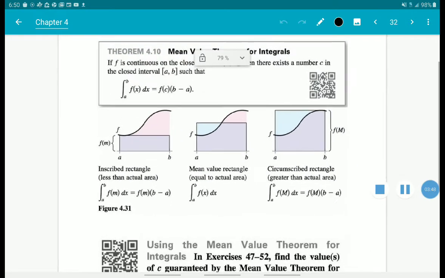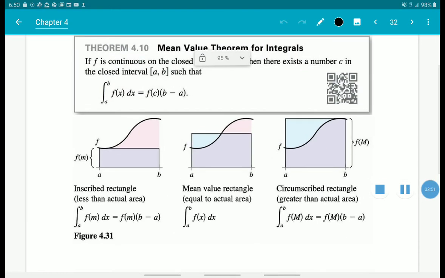Let's talk about the mean value theorem for integrals. So we have a continuous function on a closed interval, and we're saying if this happens, then there has to be a number c in that interval, so that if we integrate from a to b of f of x dx, then it's going to be equal to f of c times b minus a. So let's talk about what this is actually saying. This is saying there's a place in here where the area under the curve is equal to the area of a rectangular region.